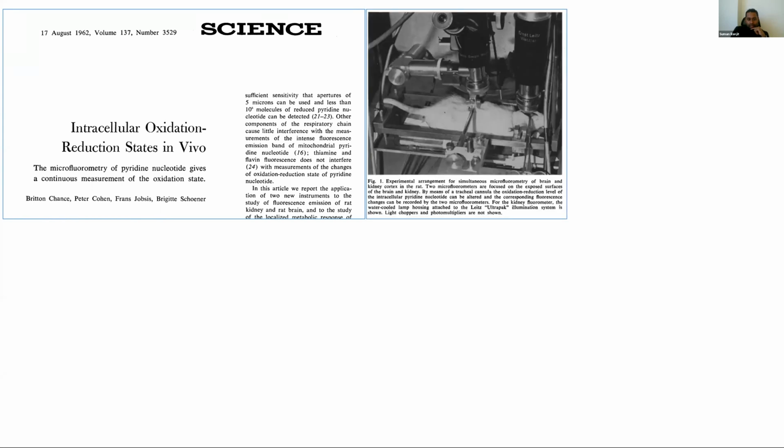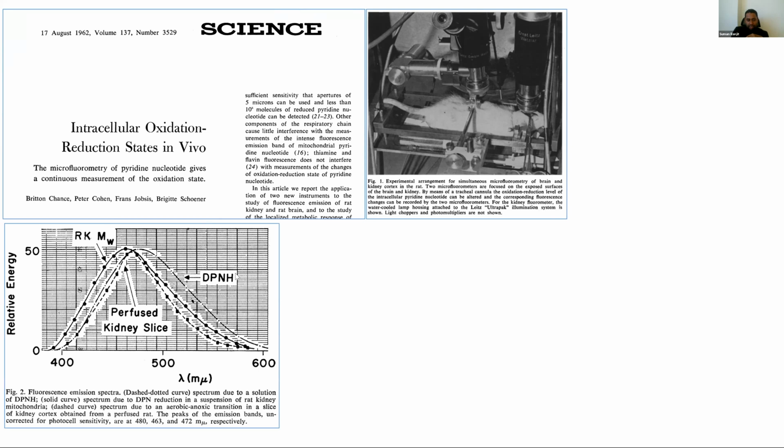And what they did is they looked at mouse where they had windows in brain and in kidney. It's not an imaging measurement, it's a spectroscopic measurement. They were looking at the emission spectra and the intensity in these systems where you diffuse different gases, oxygen and nitrogen, through it, and what happens to the system. So DPNH here is basically NADH. It's a different way of saying it. So this is the NADH spectra.